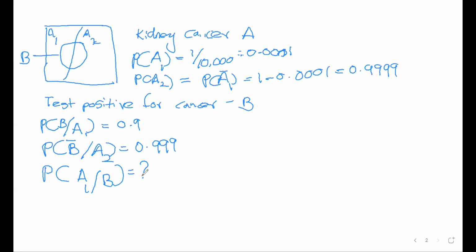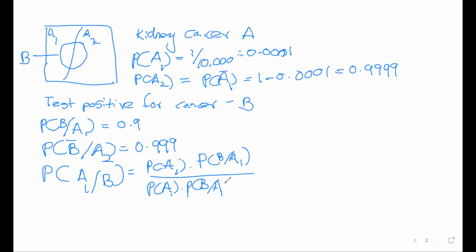Okay. So according to Bayes' theorem, we can write it as probability of A1 times probability of B given A1, divided by probability of A1 times probability of B given A1, plus P(A2) times probability of B given A2.